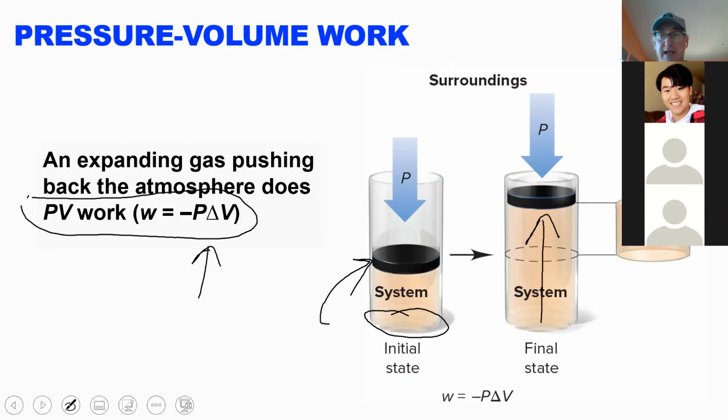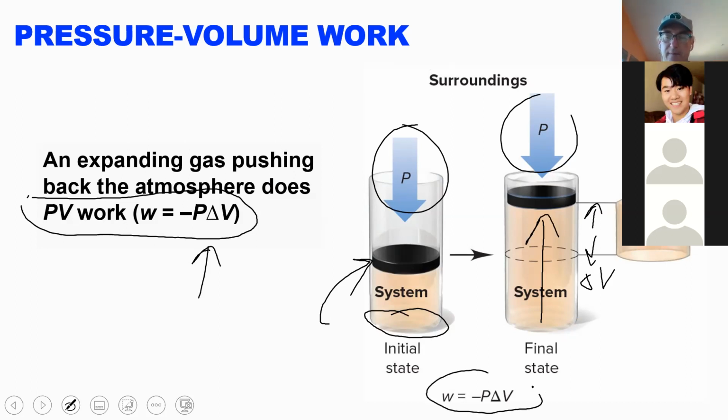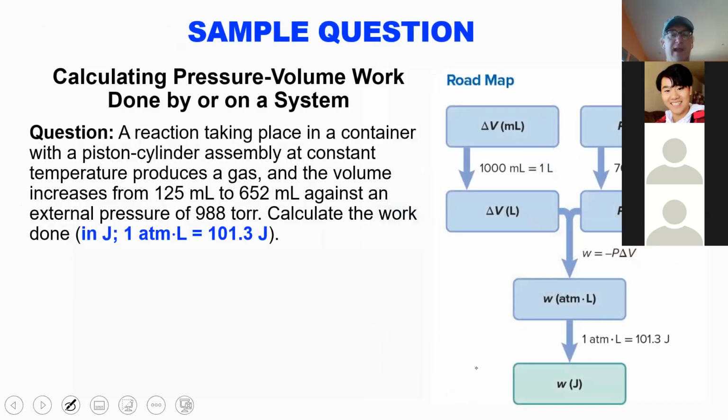So the pressure hasn't changed. You can see the pressure here and the pressure here are exactly the same. The difference is we've increased the volume by this much. This much here is our delta V. And so if we wanted to calculate the amount of work done, we would just multiply the pressure, which hasn't changed, by the change in volume. Okay? And this is the conversion factor we use.